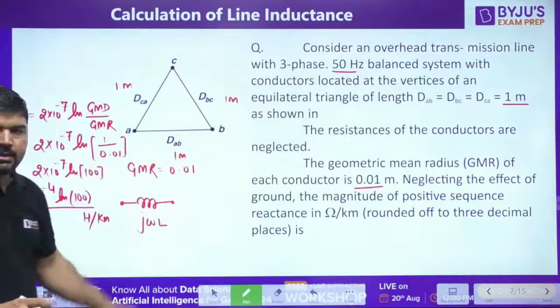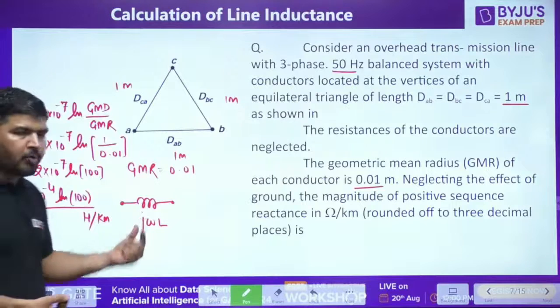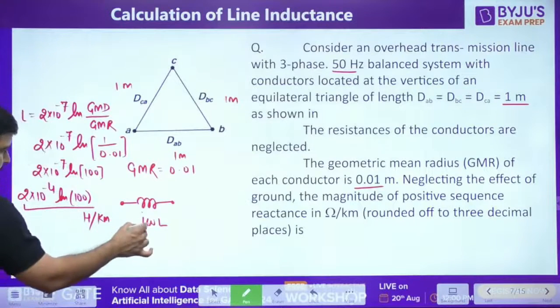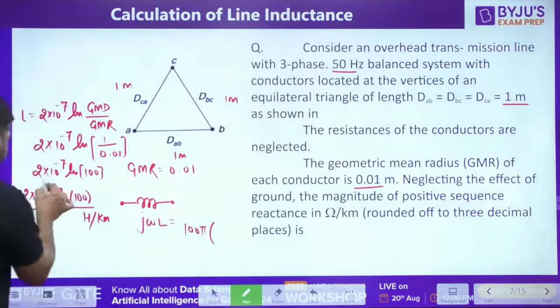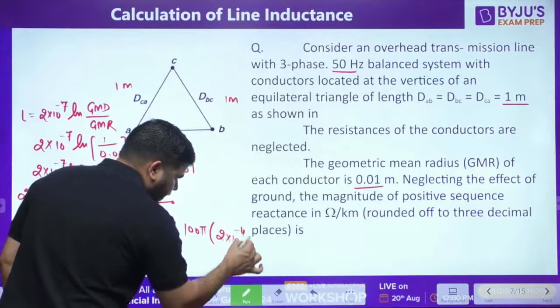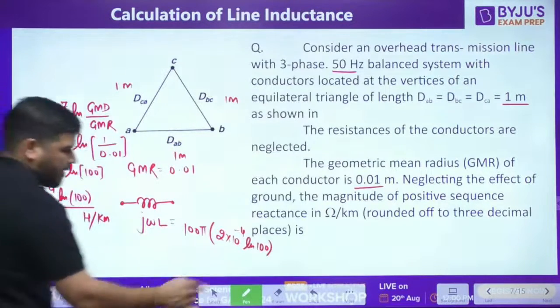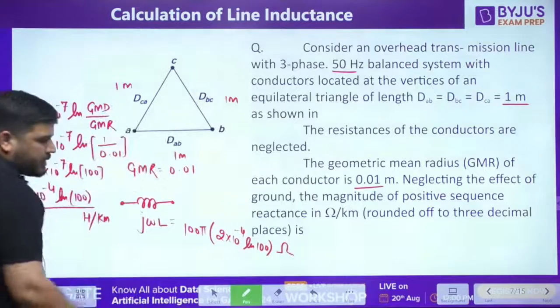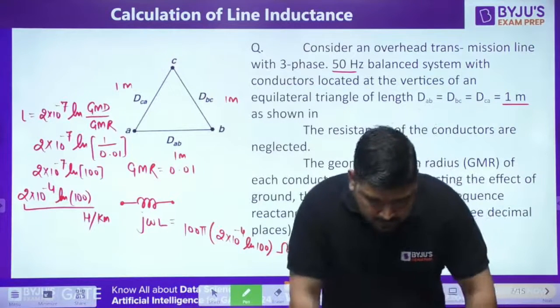Now I want the reactance. So what you can do is multiply it with omega. Omega is 100 pi. So this will become 100 pi into this value, 2 into 10 raised to power minus 4 ln 100. Okay, you will get this. This is the reactance value, guys. Now you can calculate this value. Tell me what is the correct answer.